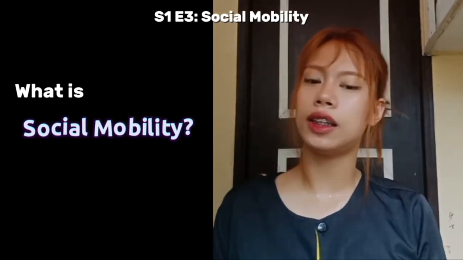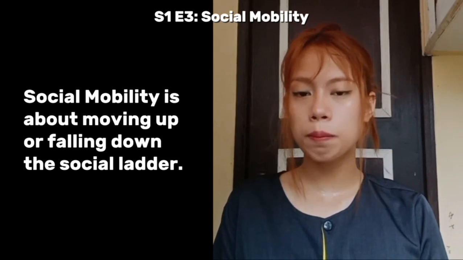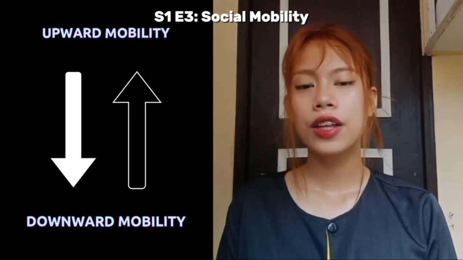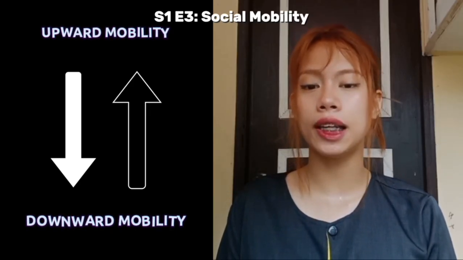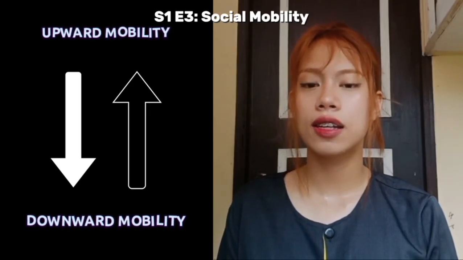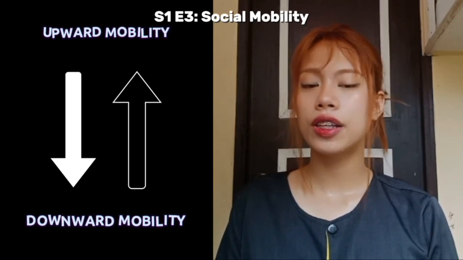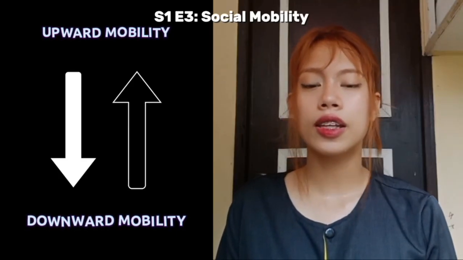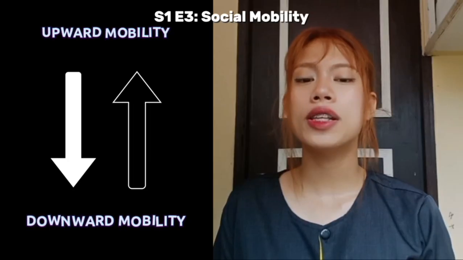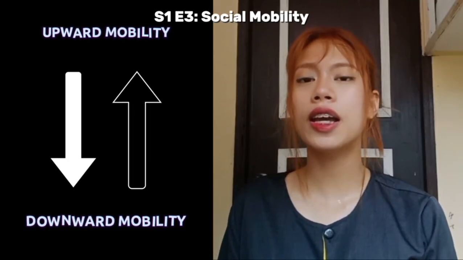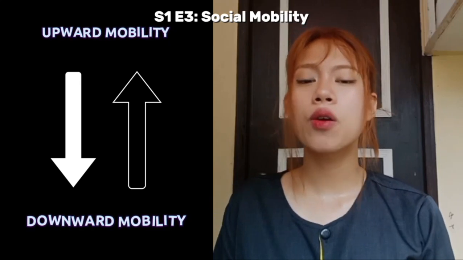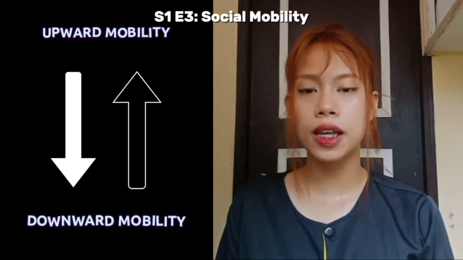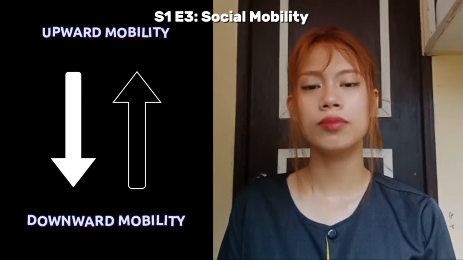So, what is social mobility? Now, here's where it gets interesting. Social mobility is about moving up or falling down the social ladder. There are two types. First, we have upward mobility, when someone moves to a higher class. For example, a janitor's child who becomes a lawyer after studying hard and getting a scholarship. Second, we have downward mobility, when someone falls to a lower class. For example, a wealthy business owner who loses everything because of a bad investment or unexpected crisis. But guess what? Hard work alone is not always enough.